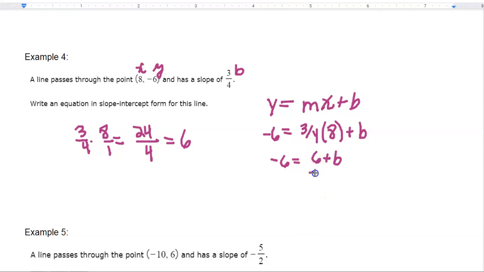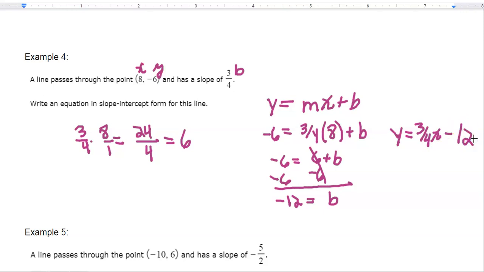Okay, go ahead and finish solving this. Subtract 6 from both sides. Boom. -6 minus 6 is -12. And that's going to be our y-intercept. So writing our final equation, y equals 3/4 x minus 12. Okay, last example coming up.